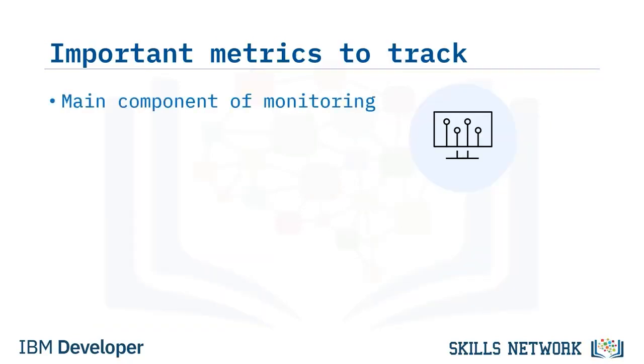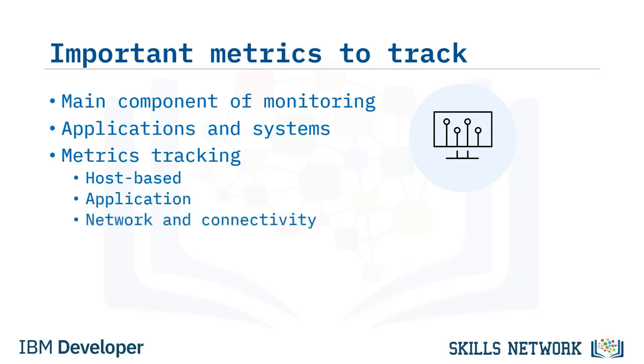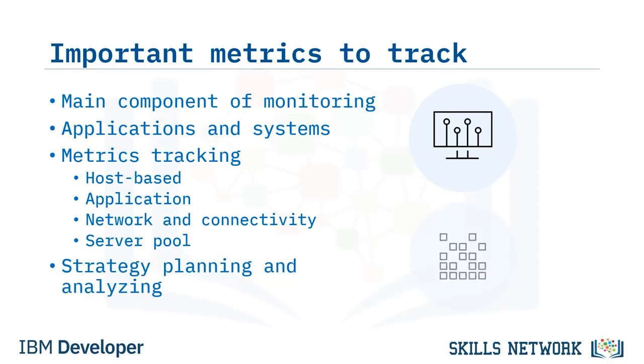One of the main components of a monitoring system is metrics. Why are metrics important to track? Metrics represent how your applications use resources and provide insight into your system's behavior and health. Important metrics you should track are host-based, application, network and connectivity, and server pool. Metrics tracking can help you plan and analyze your monitoring strategy, since systems usually function hierarchically, with more complex layers building on top of more primitive infrastructure.